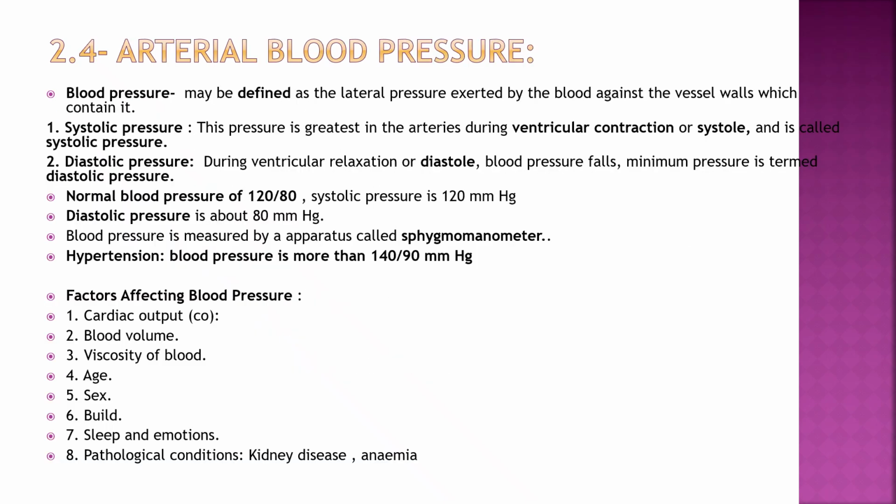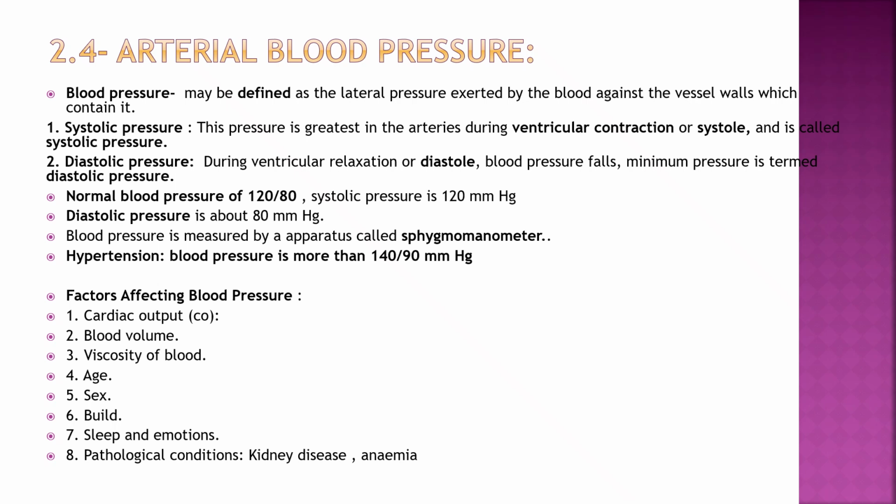Arterial blood pressure. So blood pressure is defined as the lateral pressure exerted by blood against the vessel walls. So it is of two types, systolic and diastolic. The maximum pressure exerted during the ventricular contraction is called the systolic pressure, and the minimum pressure during the ventricular relaxation, that is diastole, is called diastolic pressure. The normal blood pressure is 120/80. That means systolic pressure is 120 mm of mercury and diastolic pressure is 80 mm of mercury.